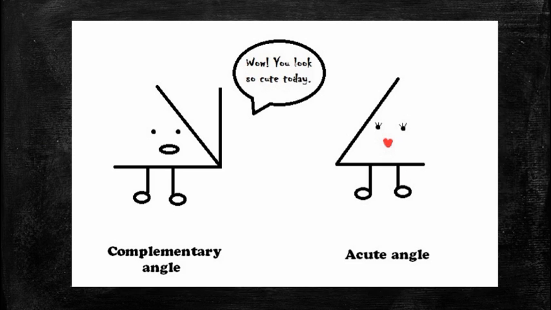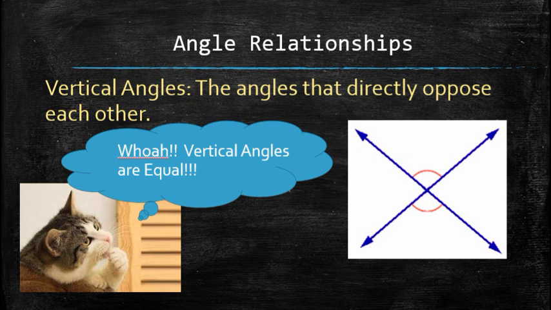And here's a funny little joke to help you remember what a complementary angle is. Now, complementary is not spelled the same as a complement, but that's okay. It sounds the same and it helps us. So the complementary angle says, wow, you look so cute today, because there are two acute angles making a 90-degree angle. And you can see here that it's an acute angle. So that's a cute little joke to help you remember.